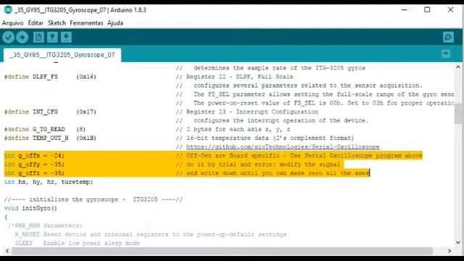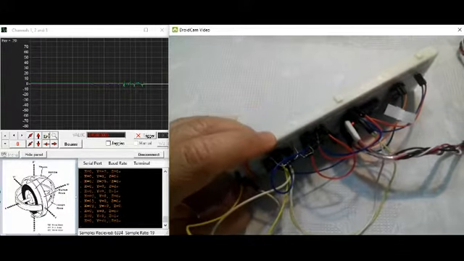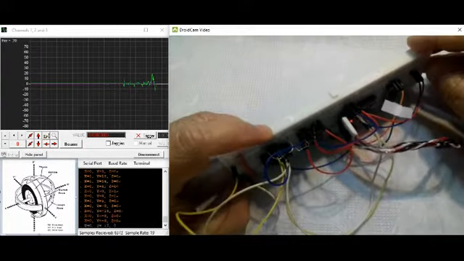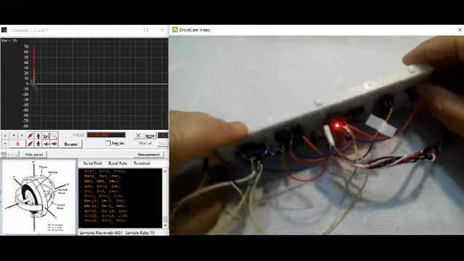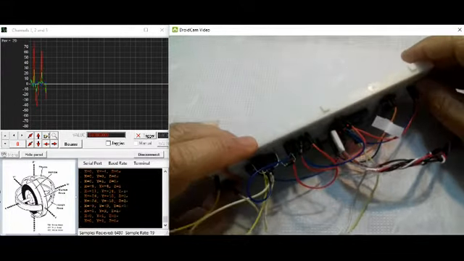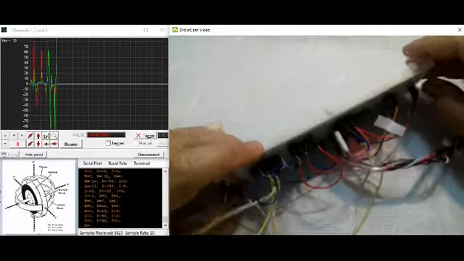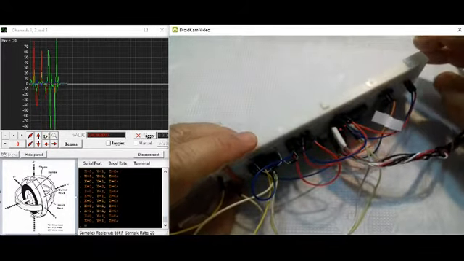The offset is specific to each board. Check yours using the serial oscilloscope. It works perfectly. Any movement will cause an opposite response of the perpendicular axis. It stops the movement. The axes are zeroed.